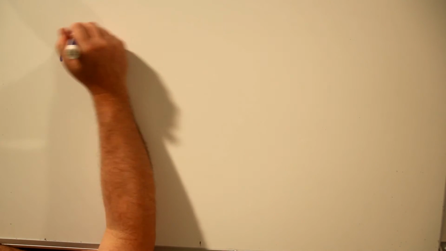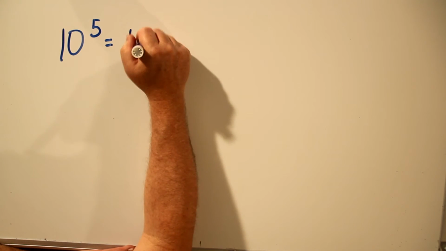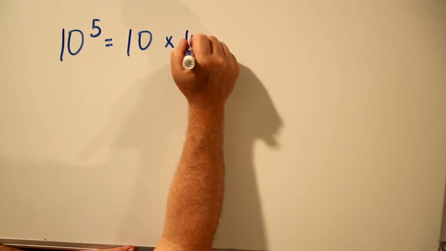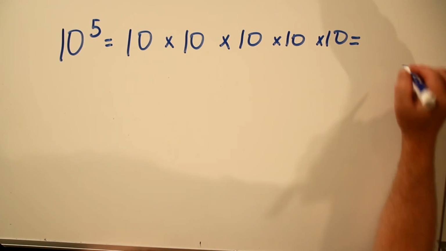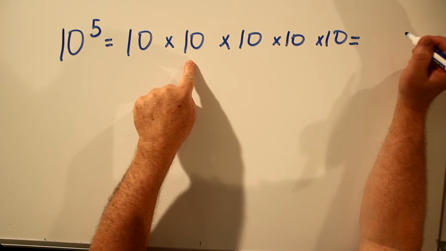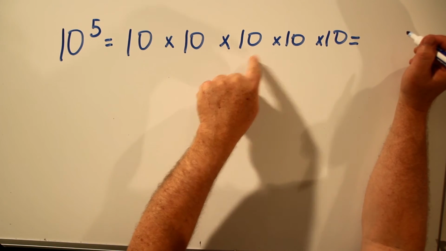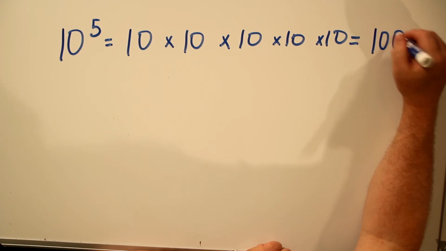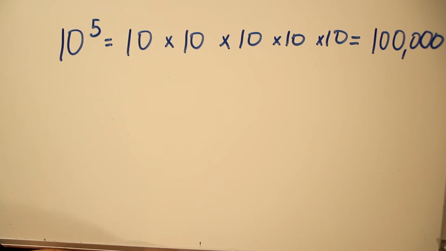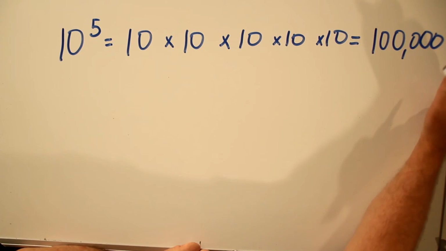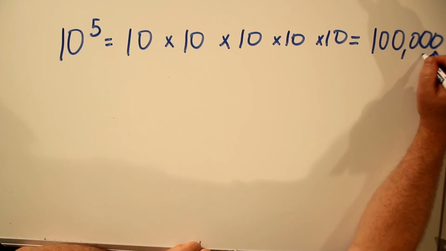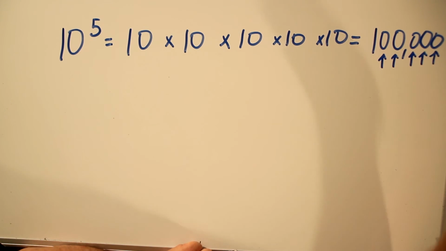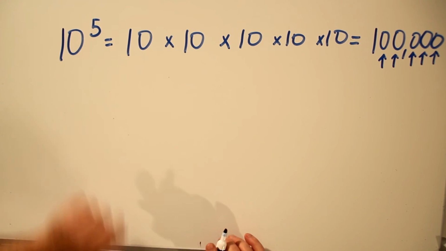If we did 10 to the 5th power, that would be the same as using 10 as a factor 5 times. Which would be 10 times 10 is 100, times 10 is 1,000, times 10 is 10,000, times 10 is 100,000. Now with a power of 10, we have a special trick. Notice the answer has 5 zeros in it. 5 zeros in 10 to the 5th.